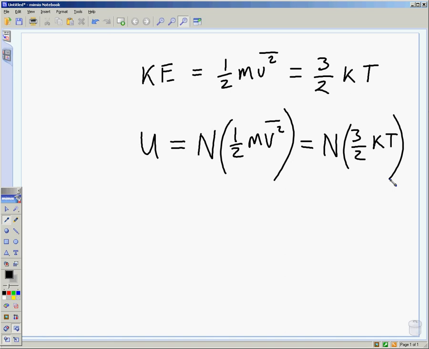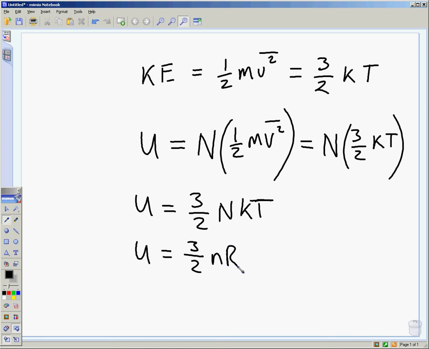Okay? Now, this is usually written U equals 3/2 NkT. Same thing, just that's how you'll see it in books or on formula sheets. Alright? Now, remember Nk was replaced in another formula. It started out as little nR. You can also use this with little nR. 3/2 number of moles times R is the same thing as number of molecules times k. k is R over Avogadro's number, and n is N over Avogadro's number.